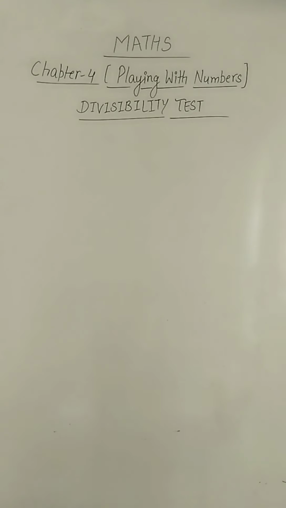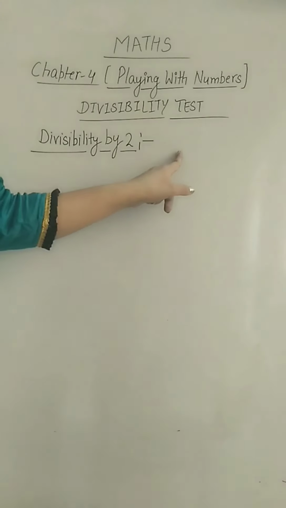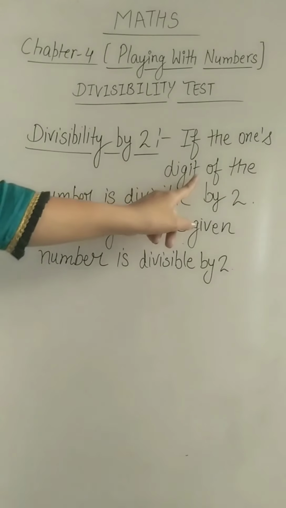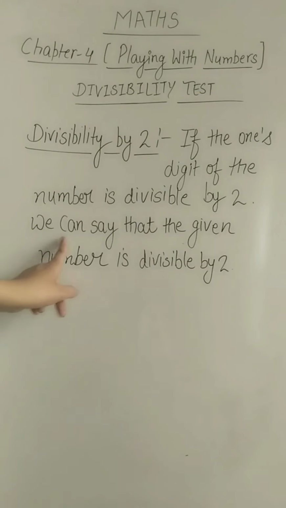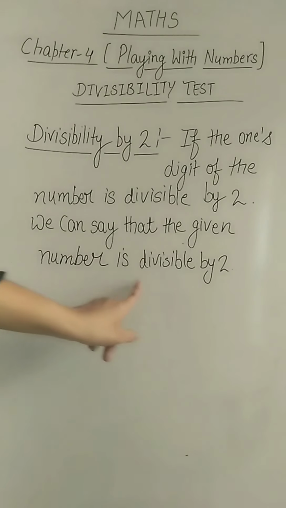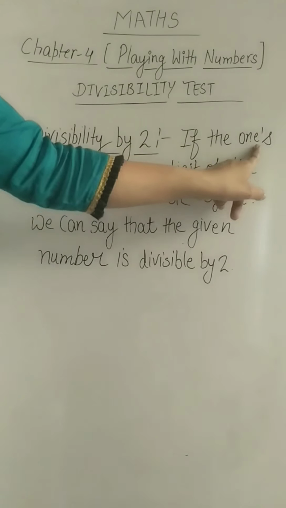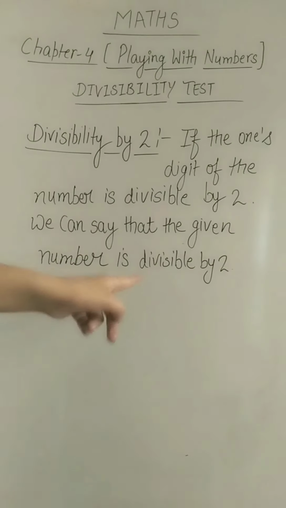So students, first we will start with divisibility by 2. If the ones digit of the number is divisible by 2, we can say that the given number is divisible by 2. That means according to this rule, first we have to check only the ones digit. And if the ones digit is divisible by 2, that means the number will also be divisible by 2.